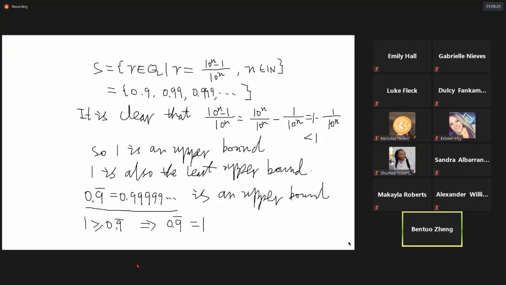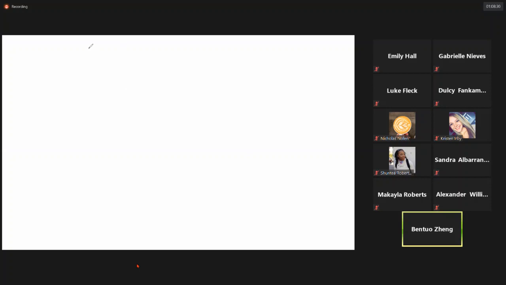Okay, so now let's introduce another notation called supremum and infimum. So let S be a non-empty subset of the real numbers.